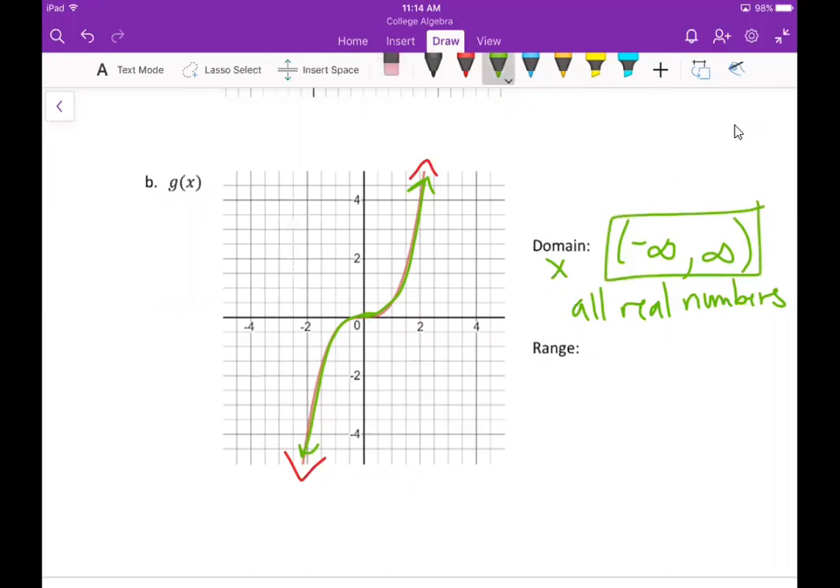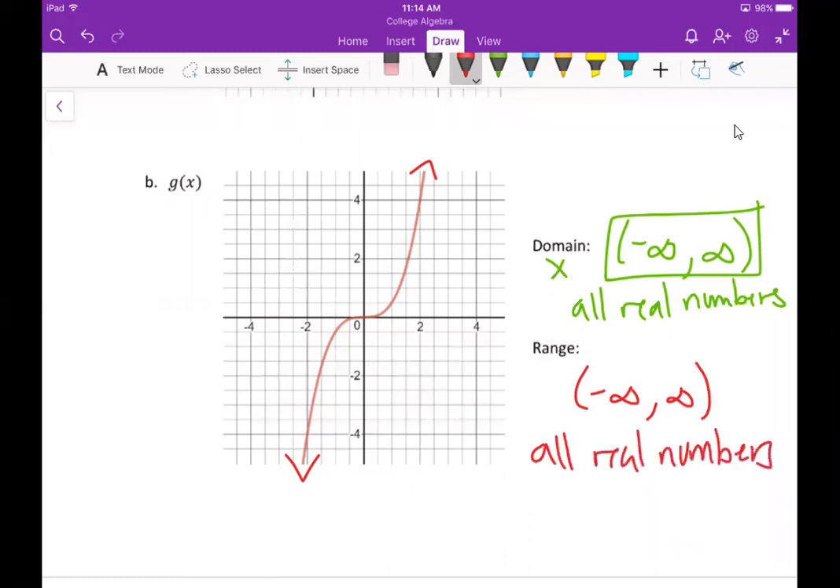What about the range? How low and how high does this graph go? Again, if you assume it goes on forever, it goes down forever and it goes up forever and fills in all the values in between. So your range would be negative infinity to infinity as well, or all real numbers. Okay, so again, if you're not recognizing that interval notation, just go look at the handout that I had posted, and that should remind you of what interval notation is.